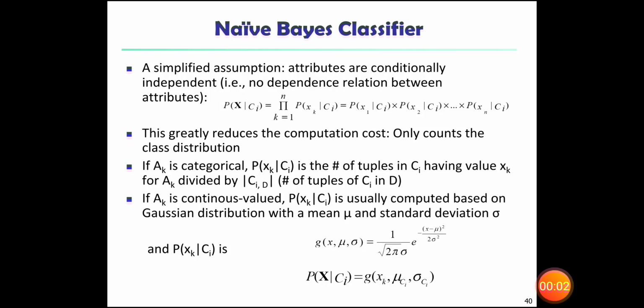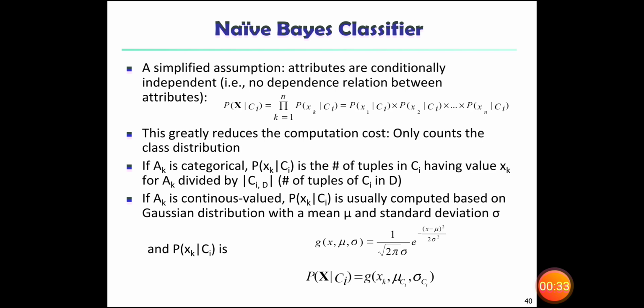Good morning. Today we'll discuss the Naive Bayes classifier. In the previous class, we discussed the Naive Bayes classifier introduction. Today we'll discuss the same Naive Bayes classifier with some examples. A simplifying assumption: attributes are conditionally independent, meaning there are no dependent relations between attributes.